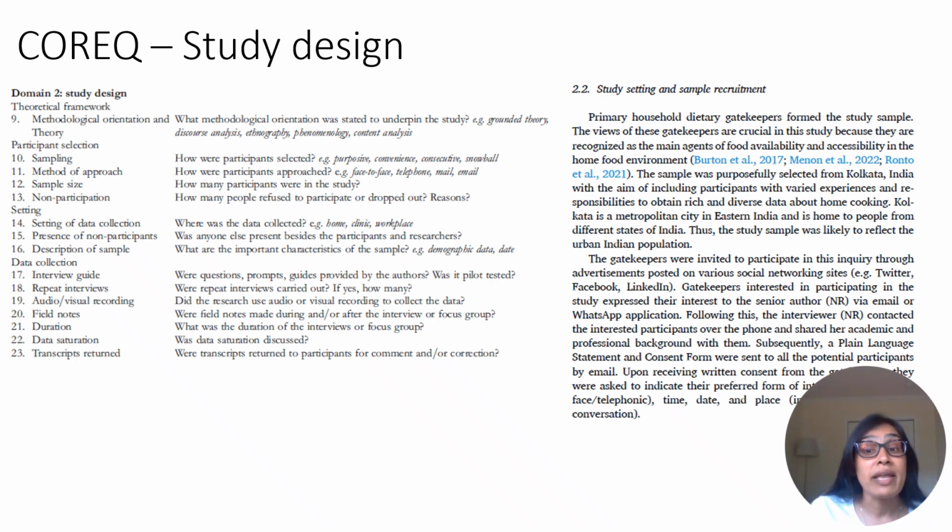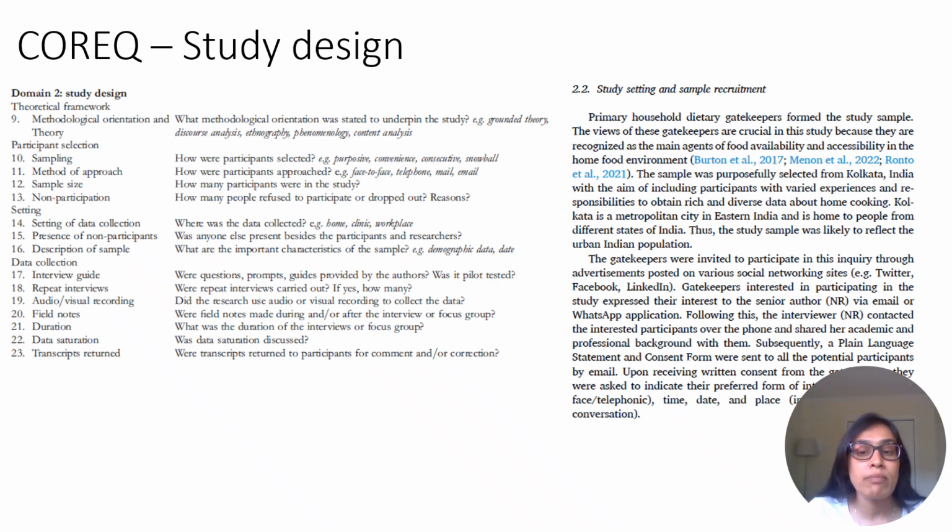The gatekeepers were invited to participate in this inquiry through advertisements posted on various social networking sites. So this talks about the method of approach. How did you approach? We are approaching Twitter, Facebook, LinkedIn. Gatekeepers interested in participating in the study expressed their interest to the senior author via email or WhatsApp application. Following this, the interviewer contacted the interested participants by phone and shared her academic and professional background with them.